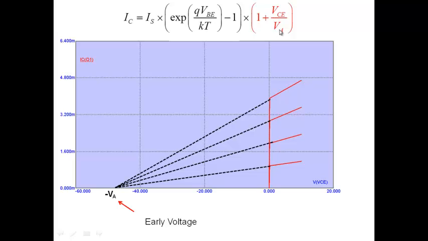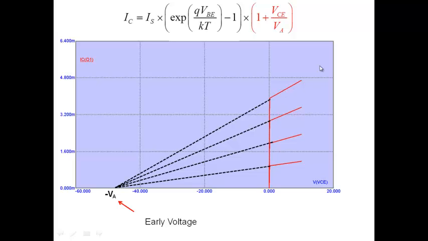So what we would like to know is, you would like the slope to be as small as possible because the slope signifies output resistance. And we know that in amplifiers and other places you require very low slope here.